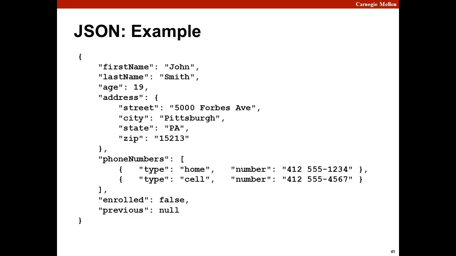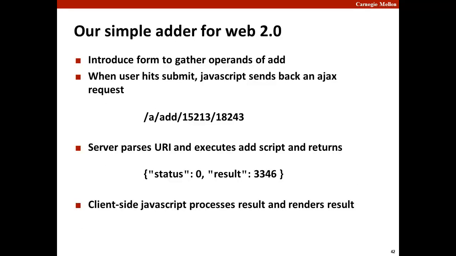Here's an example of a JSON. It's great. It's human readable. You can tell exactly what's going on. The properties of this thing are first name, last name, age, address, phone number, enrolled, and previous. There is nothing previous. You can see that's null. If I look at something like address, an address is composed of a city, state, and zip. And then I can see the value of each. And you can see the nesting just uses squigglies. Very natural, right?